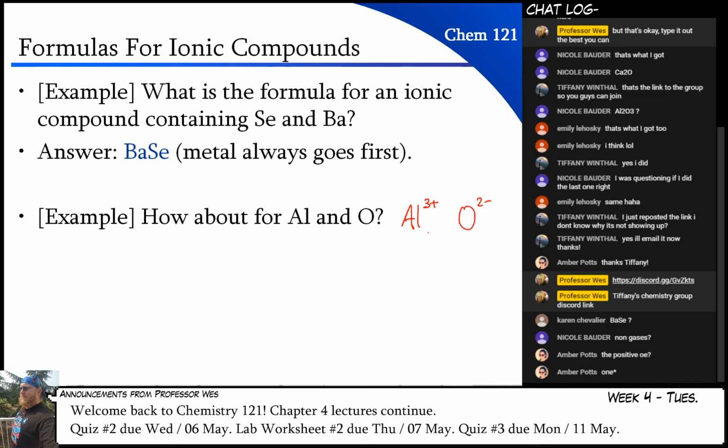And then how many of each do I need? Well, 3 and 2 wouldn't cancel out. I would need more of this. Oh, that's too much negative. Oops, I forgot the L. And you just go back and forth until you have all the charges balance out, and you'll get the correct answer.